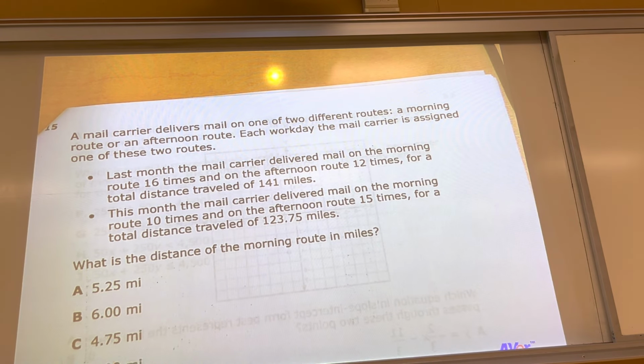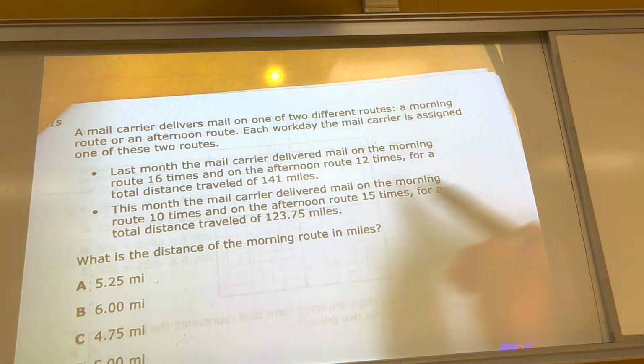Then we have a fun time with this one. Let's just write two system equations. We'll do this one first. First of all, you should determine what x is. If you want to say x is for the morning, you can say that. Determine your variables. And y is for the afternoon. Do that.